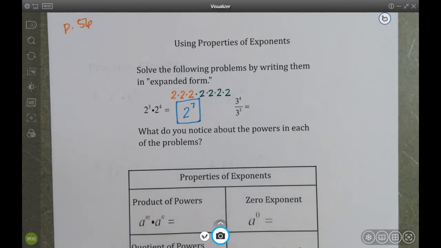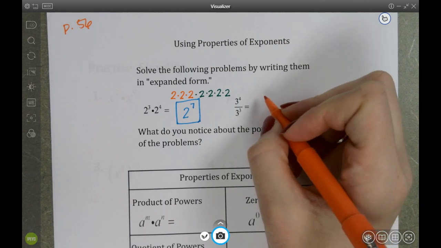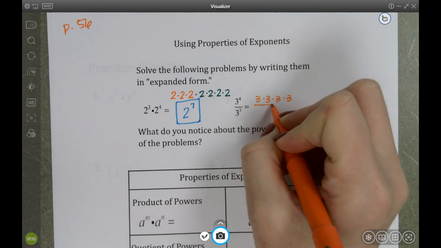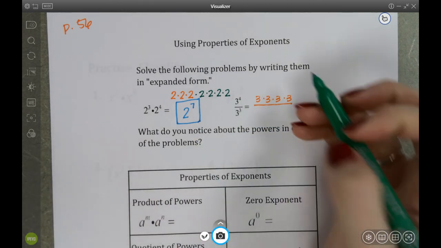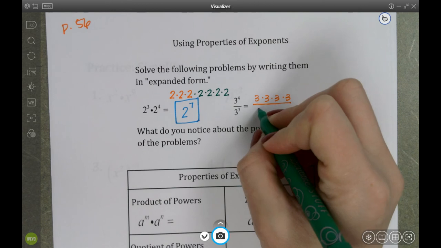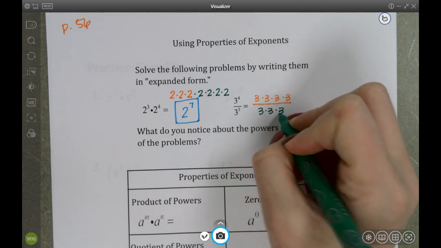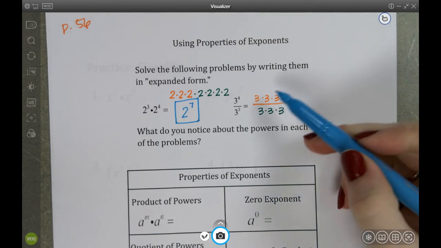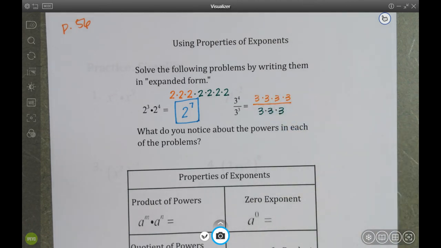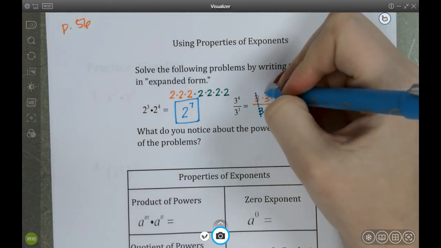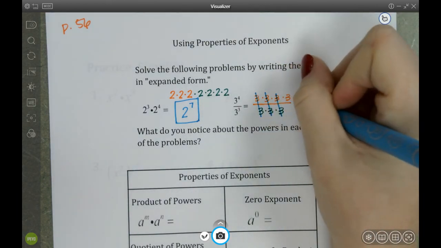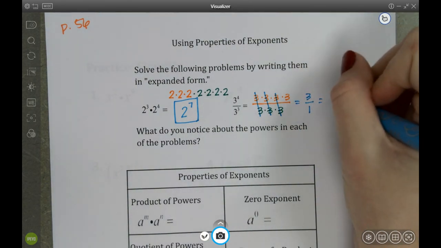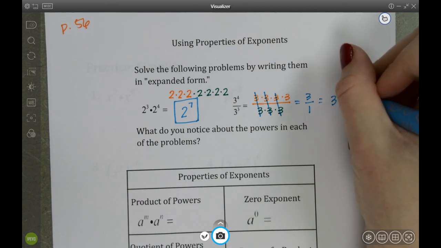Then we're going to do the same thing with this next one. 3 to the 4th power is 3 times itself 4 times. And 3 to the 3rd power is 3 times itself 3 times. So what happens when you have the same thing in the top and the bottom of a fraction? They cancel out. So 3 of these are going to cancel out, and I'm going to be left with 1 on the top. So it's really just 3, or 3 to the 1st power, right?